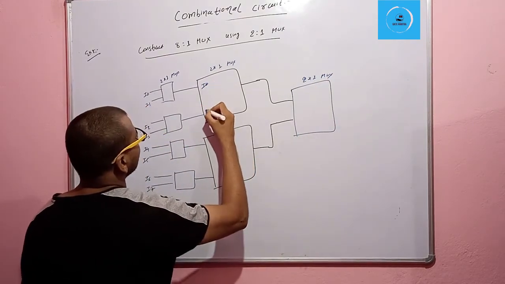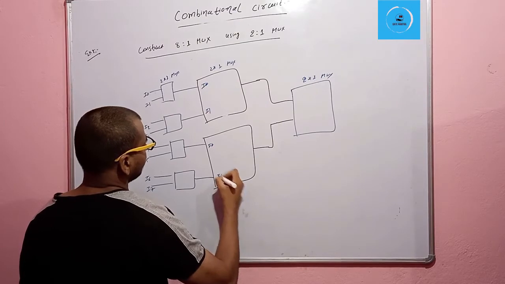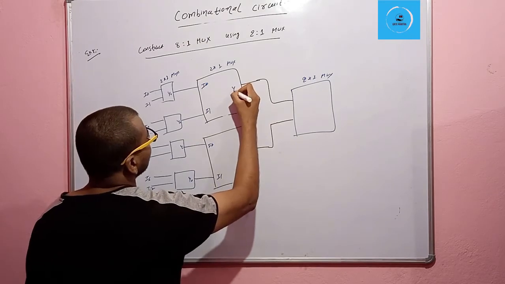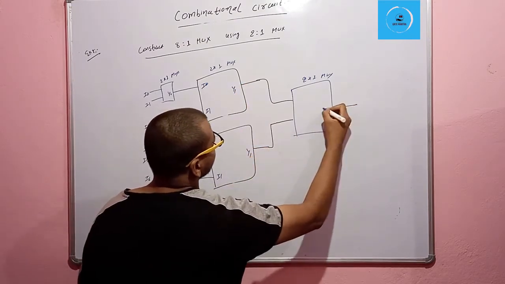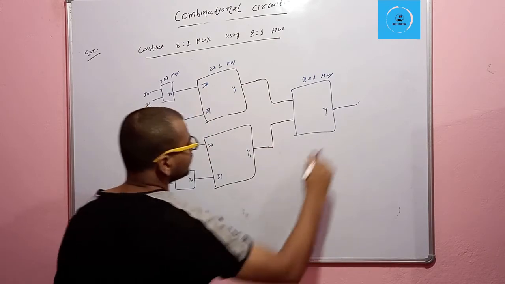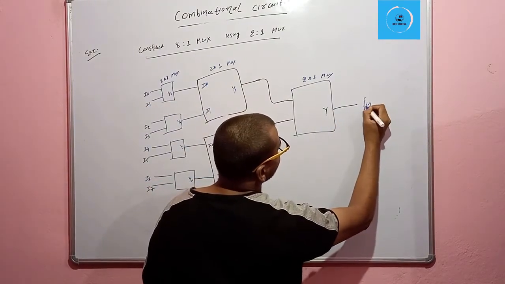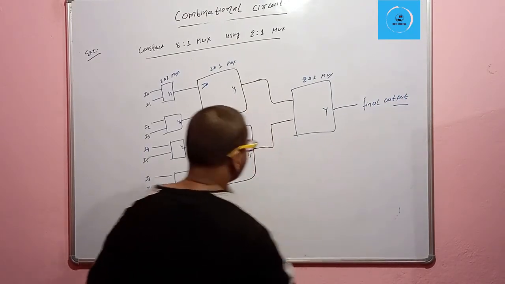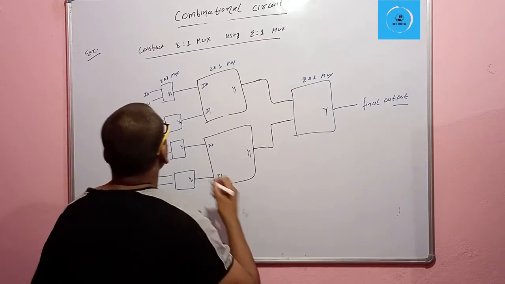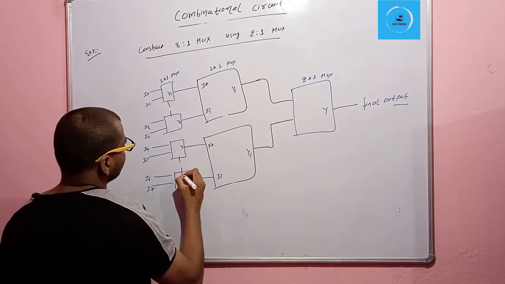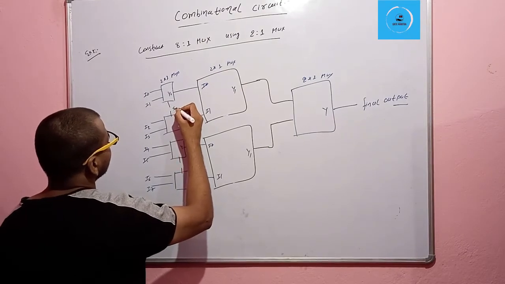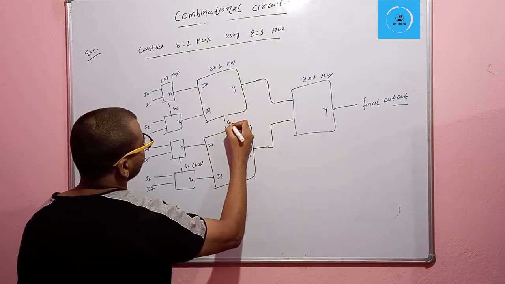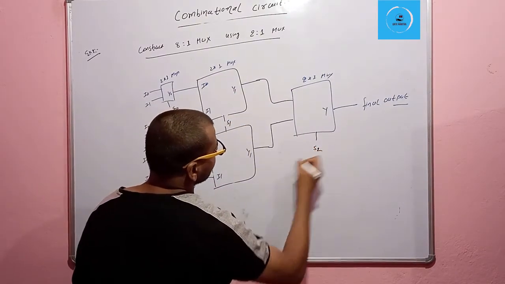Now this is I0, I1. We will write this as Y0, Y1, and this is Y, the final output. So what will be here? Here will be S0, the LSB. Here will be S1 and here will be S2.